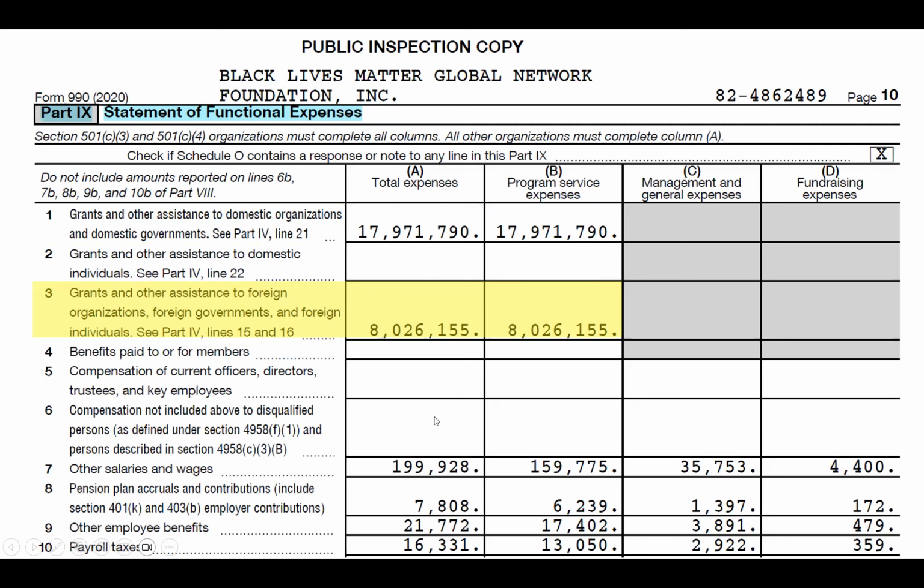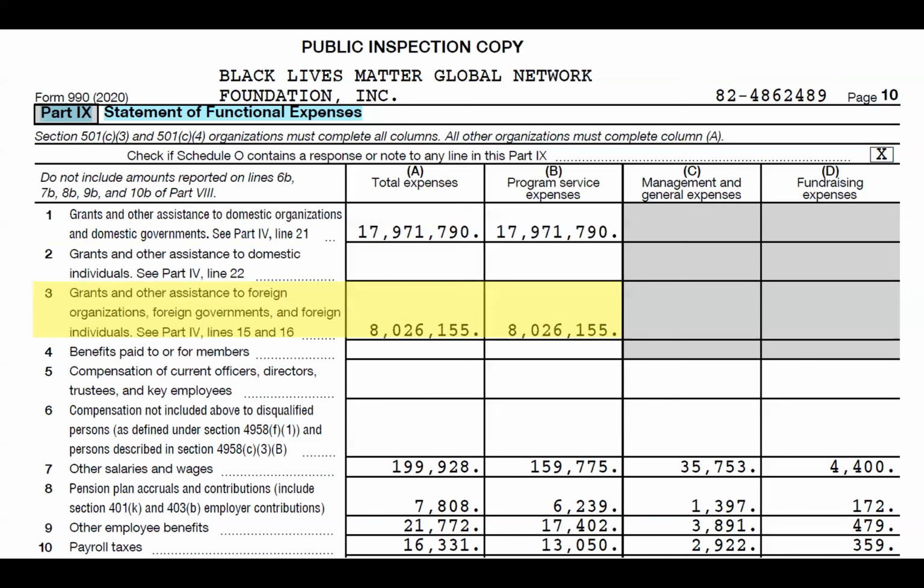But line three says grants or other assistance to foreign organizations, foreign governments, and foreign individuals. Now, I happen to have a copy of the Form 990 in my hand, so I can just tell you what it says for line three. Line three says the organization must enter the total amount of grants and other assistance made to foreign organizations, just like in line one. Same process, but this one is dealing with foreign organizations.